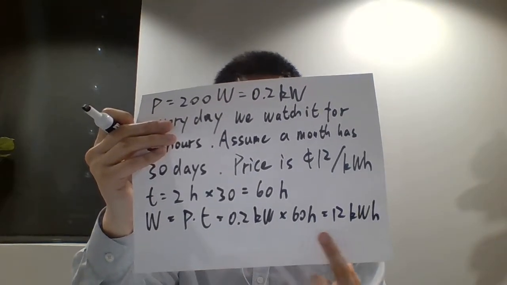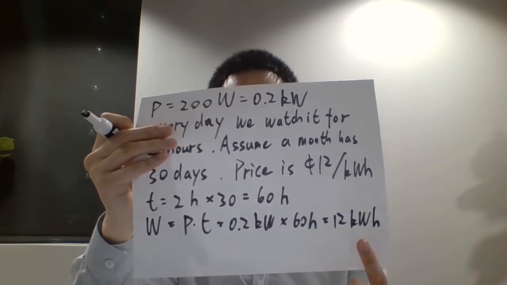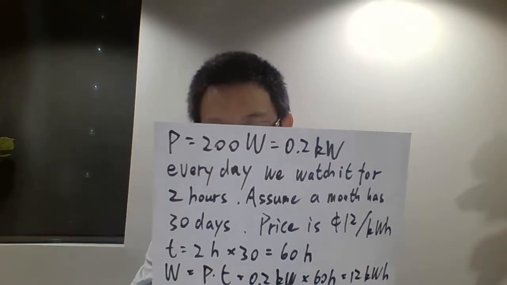Now, W is how much electricity you consumed for this television. It's going to be P times T. That's 0.2 kilowatt times 60 hours, which is 12 kilowatt hour. It's the energy that you consumed in a month.